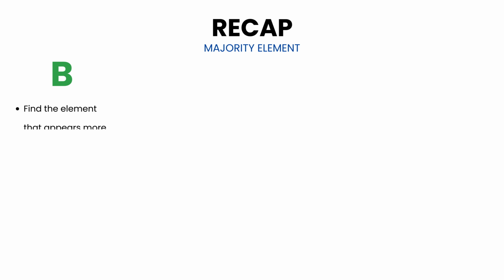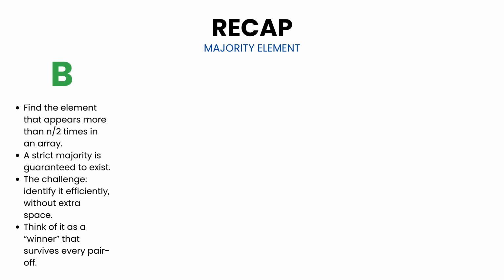Breakdown recap. Conceptually, we're finding the element that appears more than half the time in an array. Because that majority always outnumbers the rest, even if we cancel out every pair of different elements, the true majority will still remain in the end.